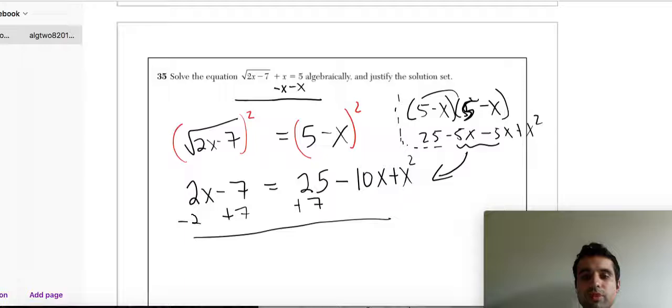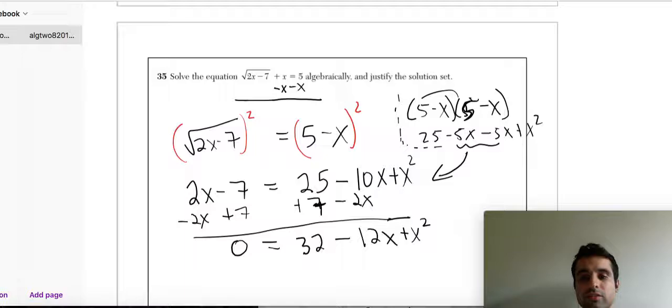And I'm also going to subtract 2x, so that I set the left-hand side equal to 0. And it becomes 32 minus 12x plus x squared when I combine the like terms. So 25 plus 7 is 32. Negative 10 minus 2x is negative 12x. And x squared just comes down.